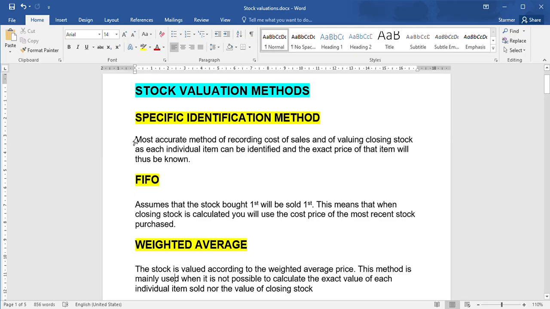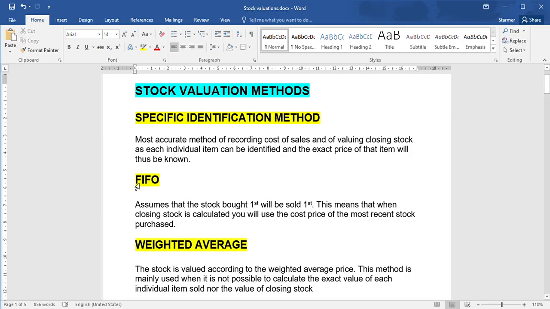The problem though is you have to be able to identify each individual item's cost price, and that isn't the case for most businesses. They sell a wide variety and high volumes of different products. So therefore we need other methods of valuing our stock. The next one here is called FIFO.